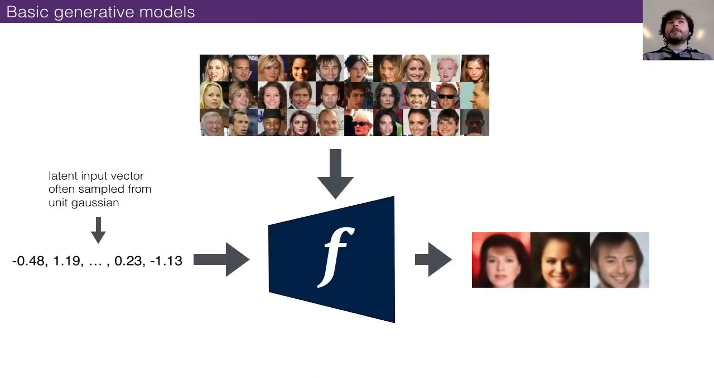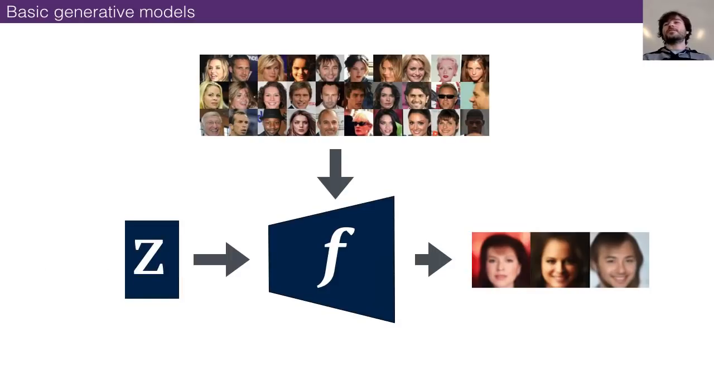So again, just to review, basic generative models work like this. They have this Z vector, right? By convention, we label it Z. And it's going to be some 10 or 100 or 1,000 dimensional vector, let's say, which for our purposes is more or less random.